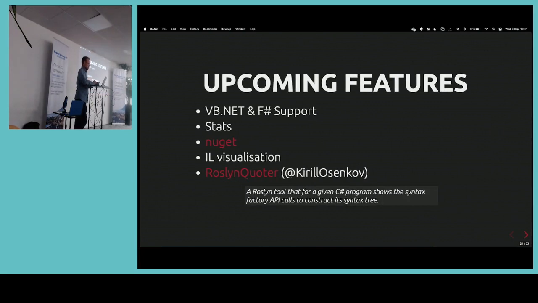So yeah, upcoming features. I've done C# first. VB's got its own NuGet package to pull down, and you can compile VB code. And we all want to do F# because it's cool. Stats. If you've seen .NET Fiddle, it'll tell you how long it took to run, the memory usage, things like that. So that would be a nice kind of addition to show.